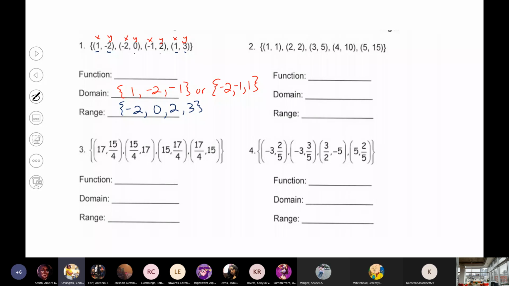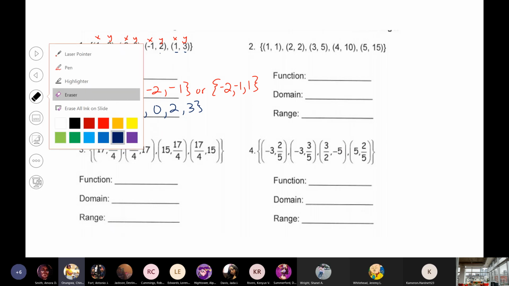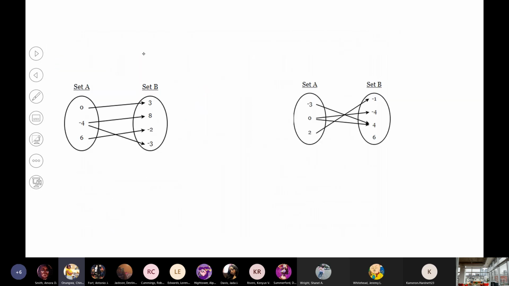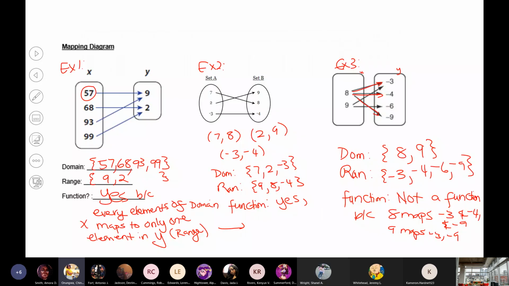If I had only the first 3 points, I'll be fine. But they added that 1, 3. That gives me a second output. Am I making sense? Yeah, you're making sense. Okay.